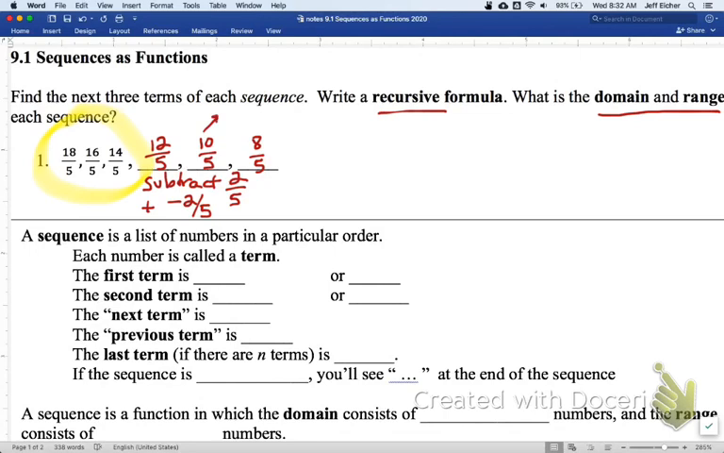This one right here, yes, that's true. You could write as 2. We probably should simplify it as 2. The others we'll just leave as improper fractions. So what would a recursive formula look like?